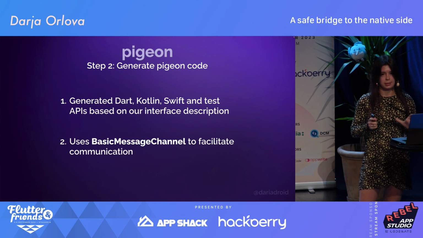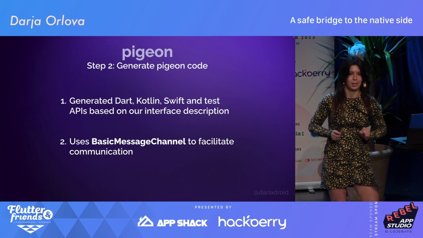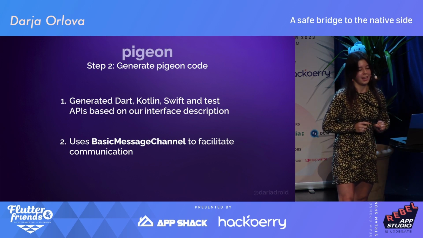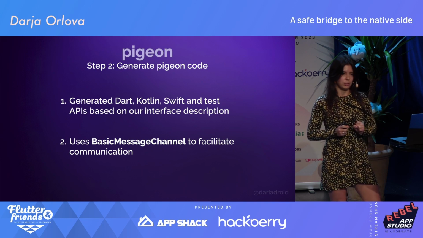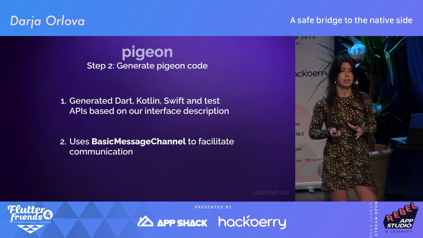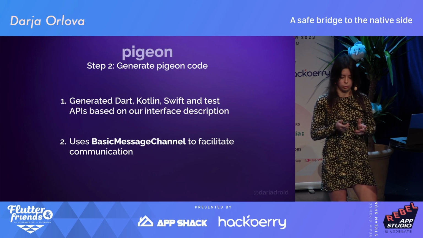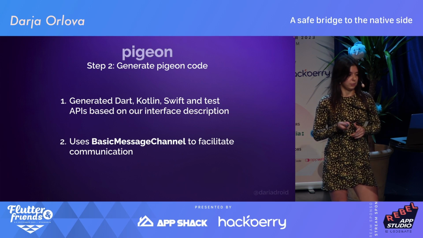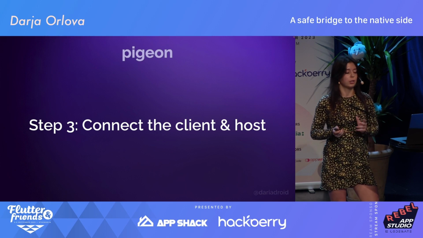And what this has done is no magic, actually, unfortunately. I'm not Slava, I don't know how to do magic. The code that Pigeon has generated is very readable, and it uses basic MethodChannels under the hood. It's almost the same thing as we would write ourselves, but it removes all of the boilerplate, and we don't need to use those APIs ourselves. Now that we have the generated code, we need to connect the client, the Flutter application, and the host native platform.